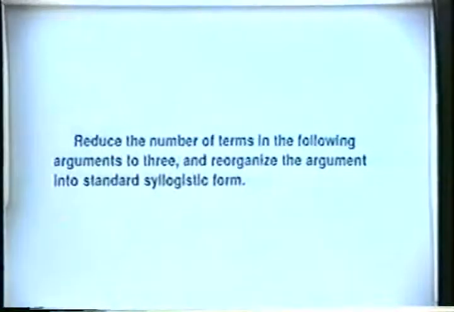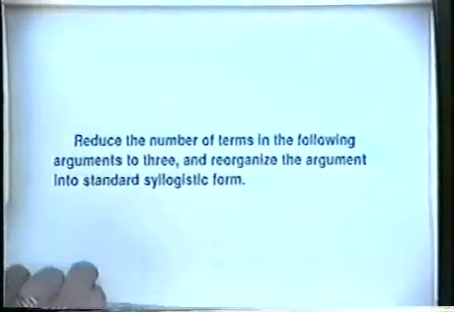So in Unit 6, we're going to be doing two things, really. First, looking at some syllogisms that contain four or more terms and reducing their number to three to get things into standard form. And then later, a couple of questions that try to take an argument that's in more conversational English and place it into the categorical syllogism form. So at first, we want to reduce the number of terms in the following arguments to three and reorganize the argument into standard syllogistic form.